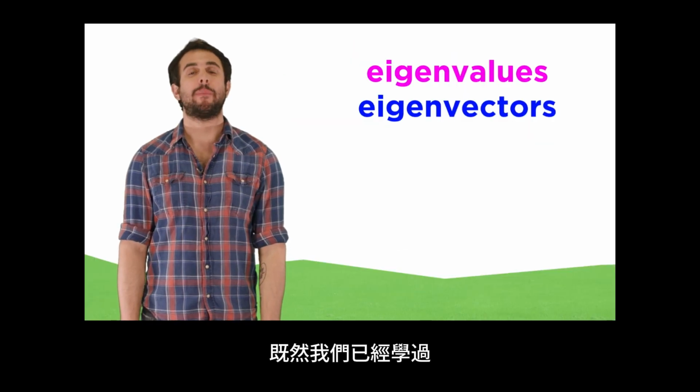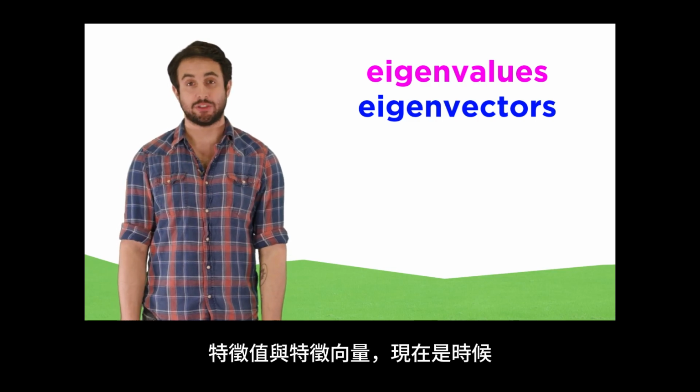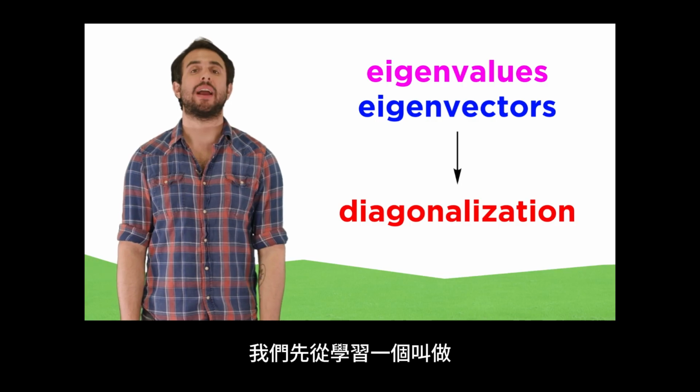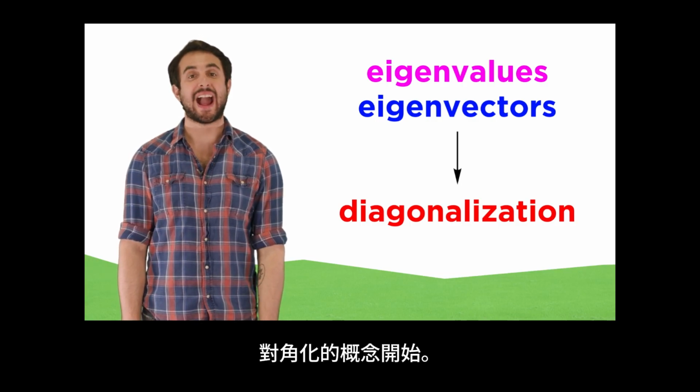Now that we have learned about eigenvalues and eigenvectors, it's time to learn about their applications. So let's start by learning about something called diagonalization.